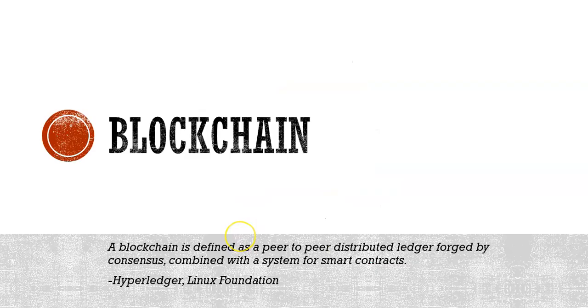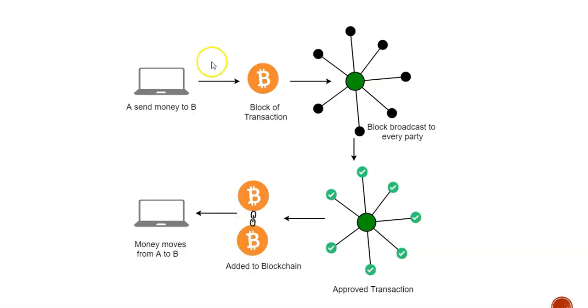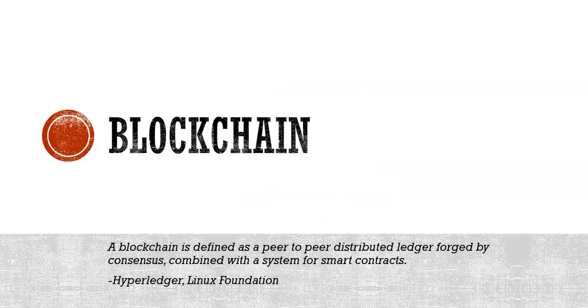Now, what is blockchain? Here we could see a transaction is stored in a block, and that block is added to another block, or we could say we are getting a chain of blocks. So blockchain is a chain of blocks, and each block will contain multiple transactions. So what is a blockchain?